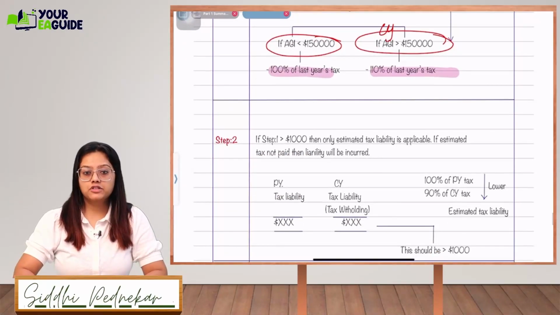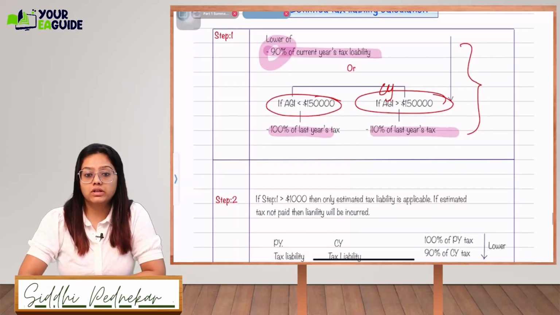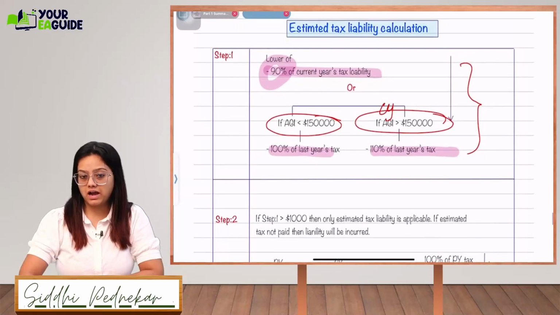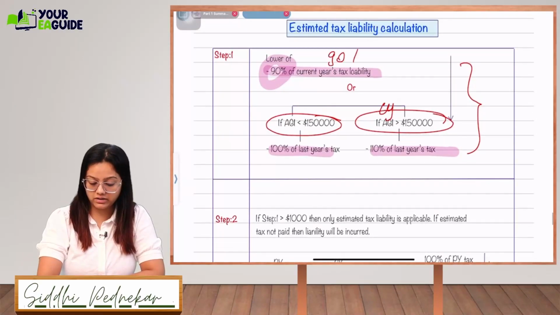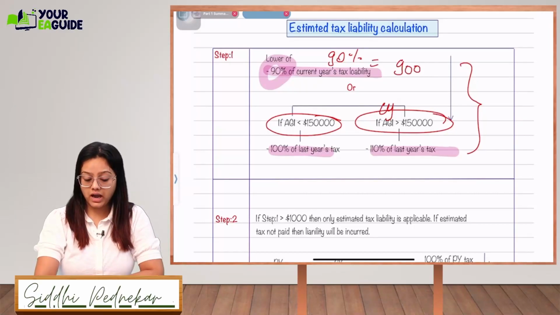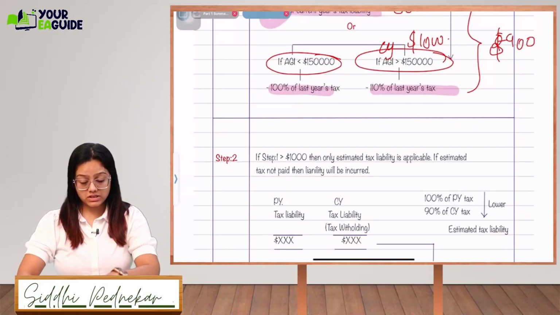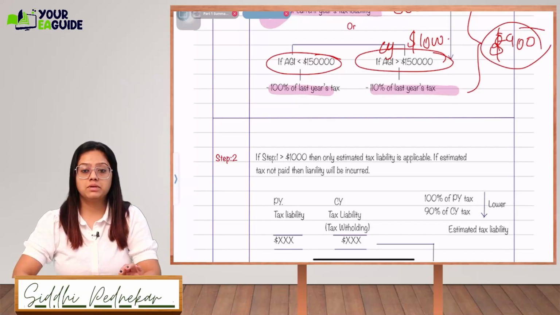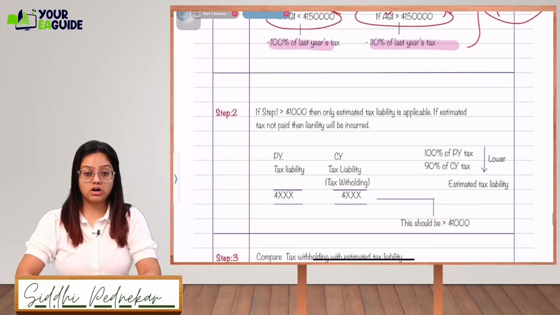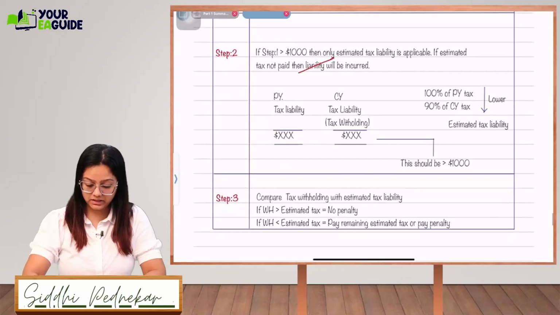Step 2 is, once you find out step 1, if it is more than $1,000, then only you have to pay the estimate. See, if after calculating this, the 90% of current year tax liability comes to only, I can say, $900, and this comes to $1,000, so whichever is lower, $900, which is less than $1,000. So if this first step is more than $1,000, then only estimated taxes are to be applied. If estimated tax is not paid, then a penalty will be incurred.